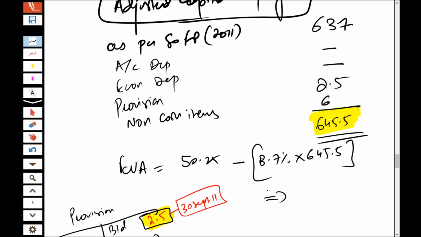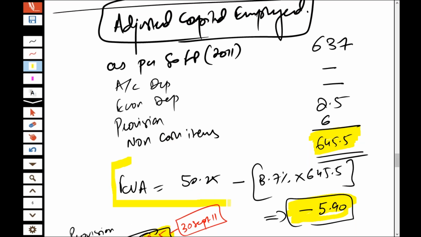This is something like negative. How much is it? This is negative 5.90. Now, so we have established the EVA to be negative 5.90.